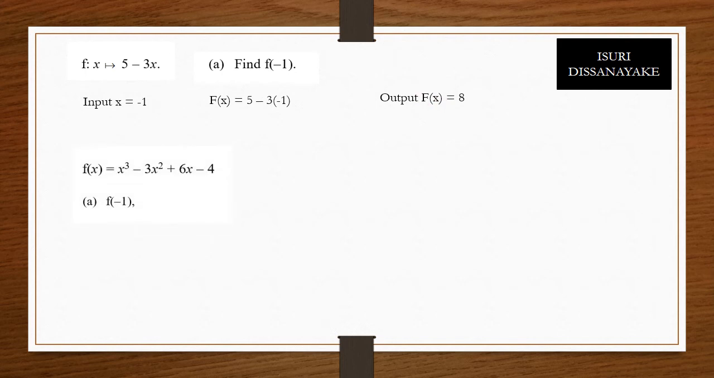Look at this. The function is x cubed minus 3x squared plus 6x minus 4. They ask you to input minus 1 into the function. So when you simplify it, your answer is minus 14. When you input, minus 1 cubed is minus 1. 3 times minus 1 squared. Minus 1 squared is plus 1. 1 times minus 3, it's minus 3. Here you have minus 1 times 6, which is minus 6. And you subtract 4. So altogether we have minus 14.